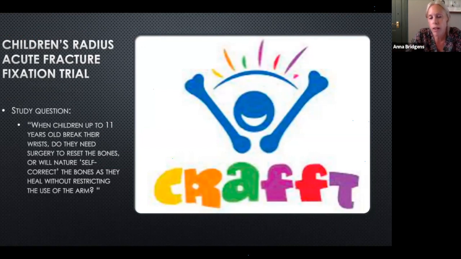So this is a trial that started last year, and they're trying to recruit as many children up to the age of 11 as they can to demonstrate the remodeling potential of distal radius fractures, so that we try and reduce the amount of surgery that we're doing.